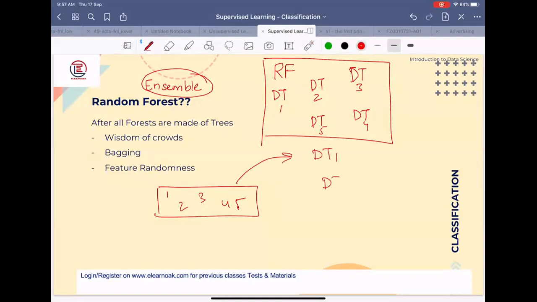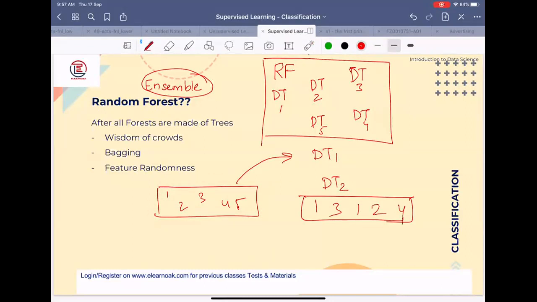Now to create decision tree 2, what does bagging say? Bagging says, let me take one element from here. I will say, using the data 1, let me take another element from here. Now when we take another element, I have the option to choose anything I want. I will randomly choose one number. So let's say I take the number 3. I will randomly choose one number. I may choose 1 again. I may randomly choose 2 or randomly choose 4.